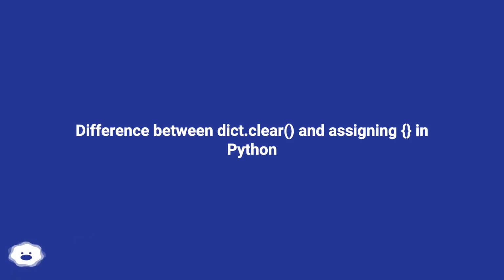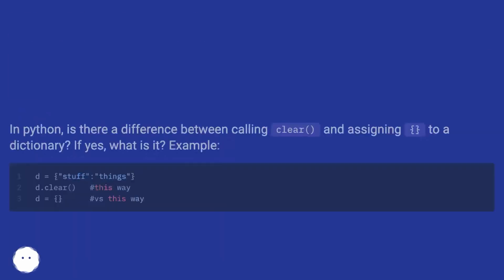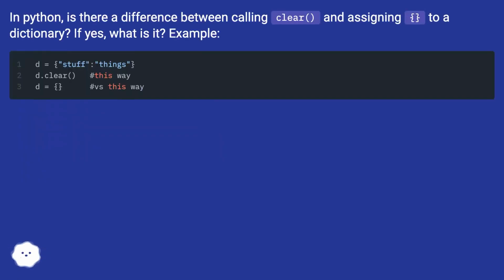Difference between dict.clear() and assigning {} in Python. In Python, is there a difference between calling clear() and assigning {} to a dictionary? If yes, what is it? Example.